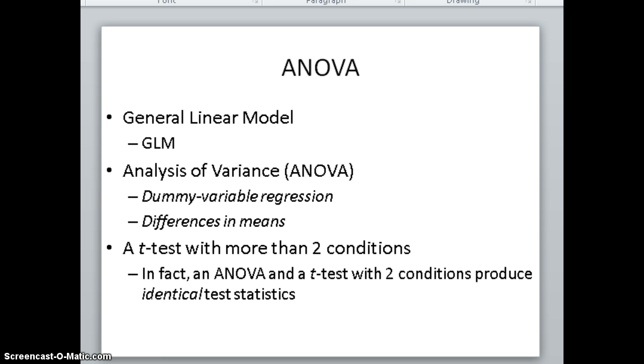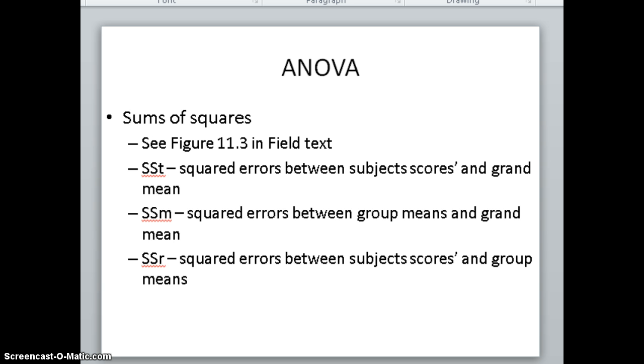ANOVA is a test of whether the means of the categorical variable are the same. Okay. Analysis of variance, ANOVA. Sums of squares are the same as the sum of squared residuals that we saw in regression. They're just computed slightly differently. And you can see the figure in the Field text for an example.